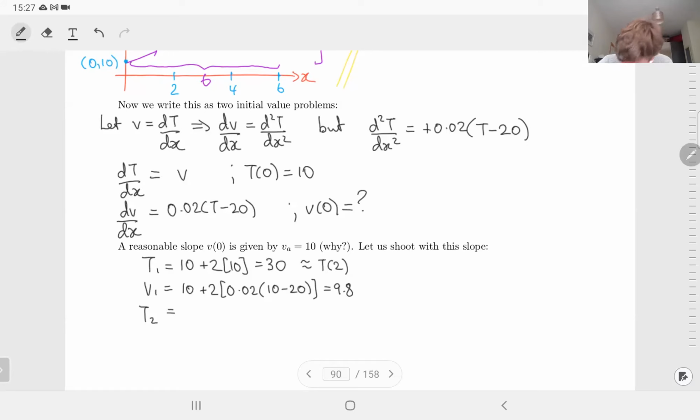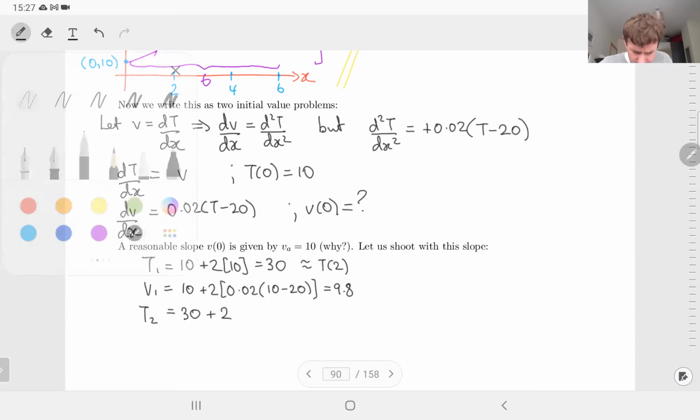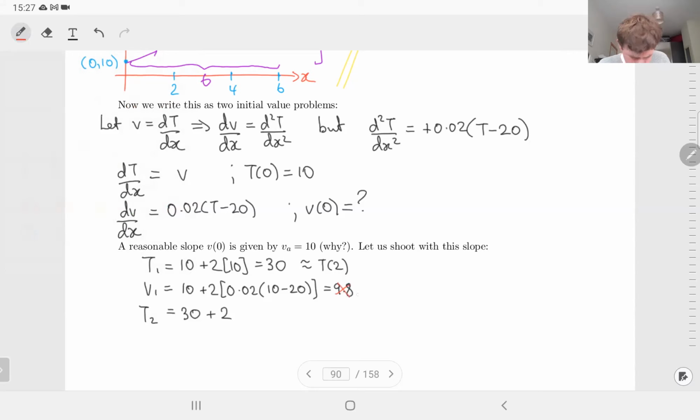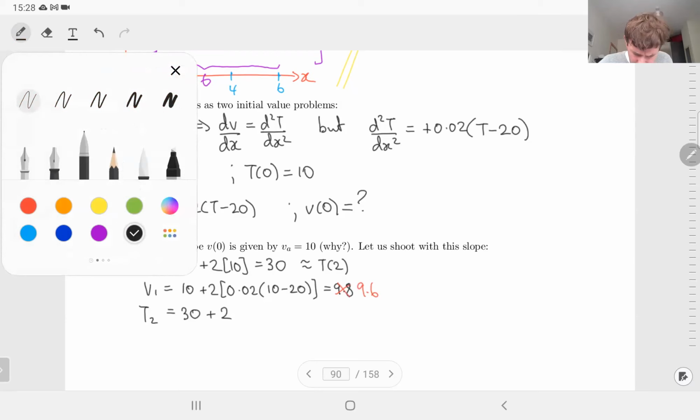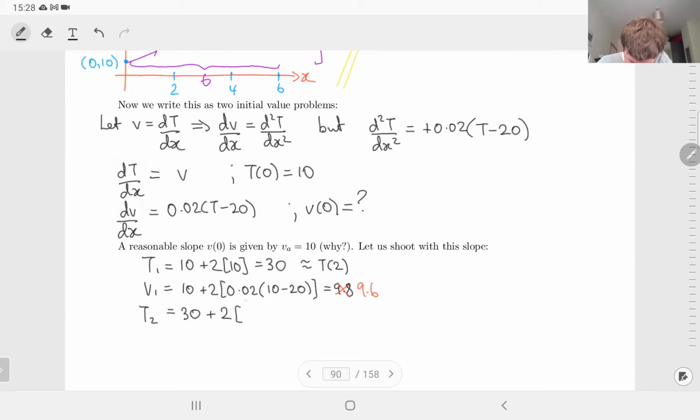So T2 is the previous temperature, which is 30, plus the step size, which is 2, times, is it not 9.6? It is 9.6. Thank you, I forgot about the 2. So times the previous slope, which is 9.6, which I think will give us 49.2, but I'll just check. Yeah, 49.2. And this is our estimate of what is going on at 4.